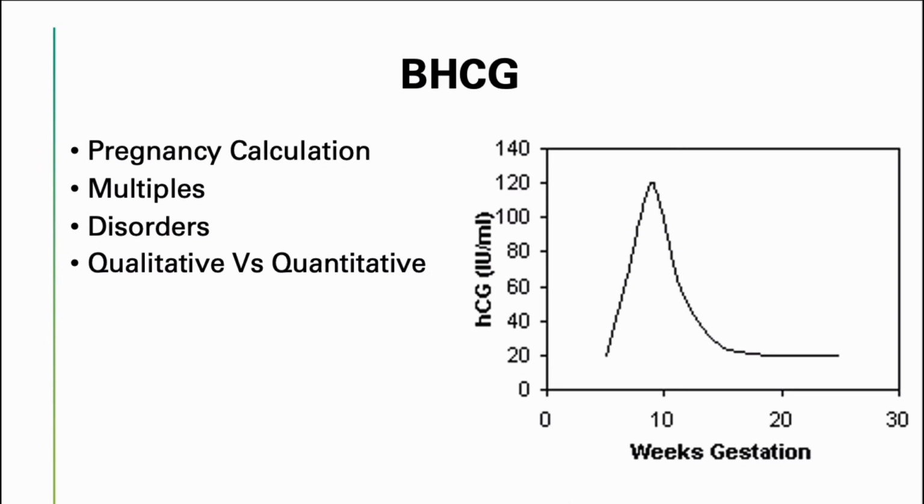All right, so we move on to beta HCG. Beta HCG can be used to calculate the precise age of the pregnancy, along with the help of an ultrasound. And this can also be indicative, depending on what the levels are, if you have high levels or low levels of beta HCG. If maybe you have twins, maybe you have triplets or more. So this is another indicator for that.